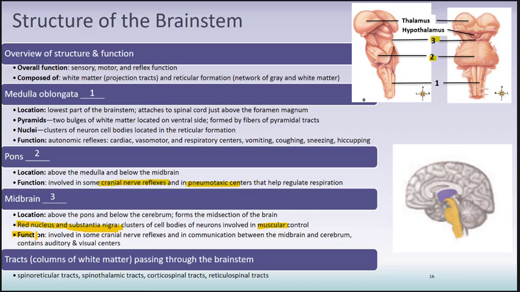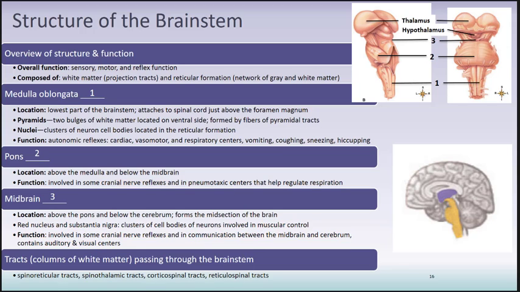In terms of overall function of the midbrain, there are also some cranial nerve reflexes, just like the other components of the brainstem as we discussed. It's involved in communication between the midbrain and the cerebrum. Sometimes the midbrain is referred to as the midsection of the brain, so communication between that and the cerebrum. And then there is some function in auditory and visual centers as well.